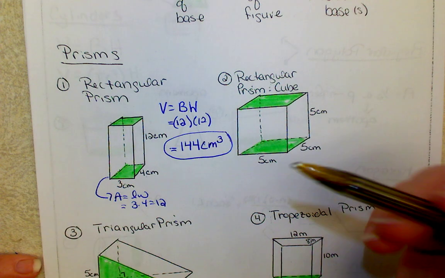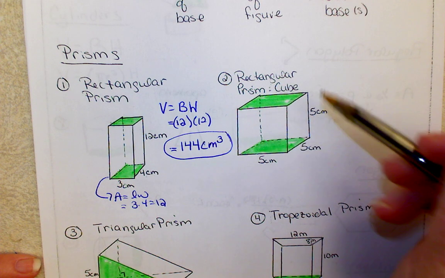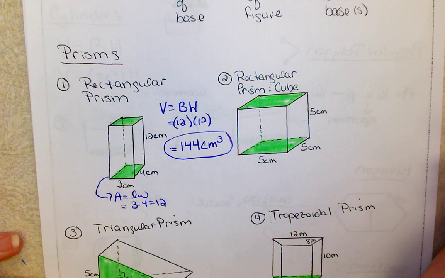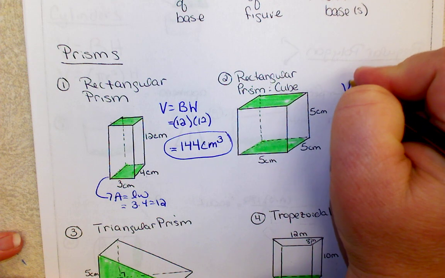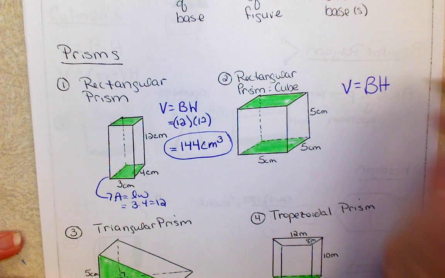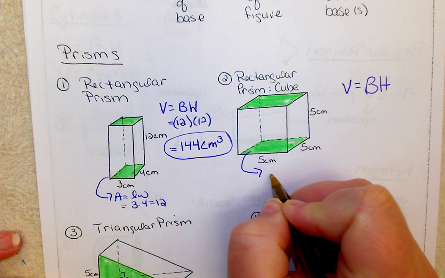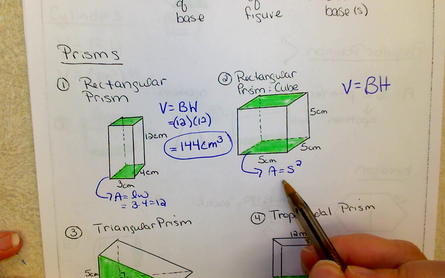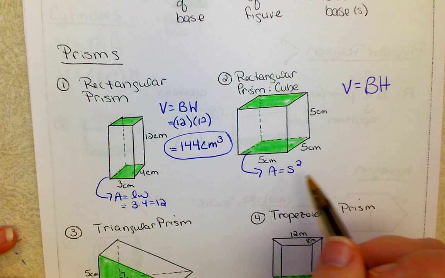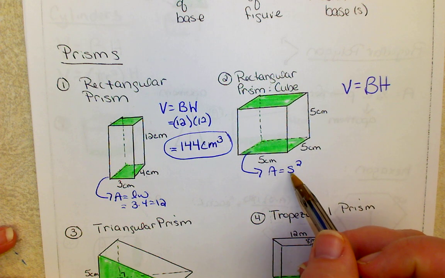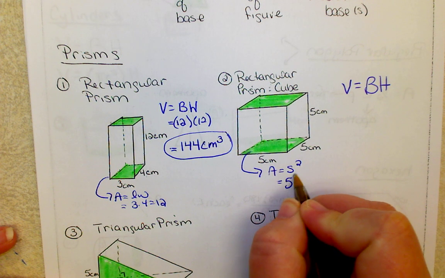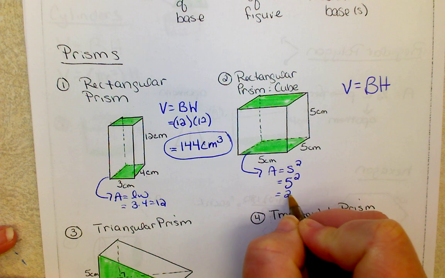Okay, for number 2, we have what's called a square prism, or sometimes we call it a cube. But it's still a rectangular prism because a square is a type of rectangle. So again, we're going to simply say the volume is equal to the area of the base times the height. Our base is a square, so the area is equal to the side squared. And I don't expect you to do it like this every time. Usually I'll put it right here, but just as a refresher, I am writing the formulas for the area of the bases. So here we would have 5 squared, which is 25.